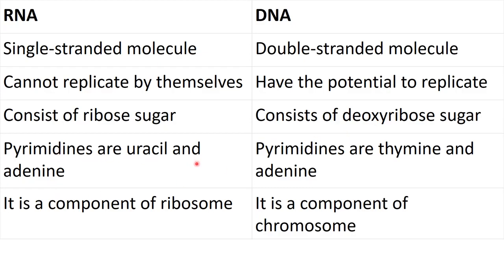Pyrimidines are uracil and cytosine in case of RNA, while in case of DNA, in place of uracil, thymine is there. So pyrimidines will be thymine and cytosine. RNA is a component of ribosome, while DNA is a component of chromosome.